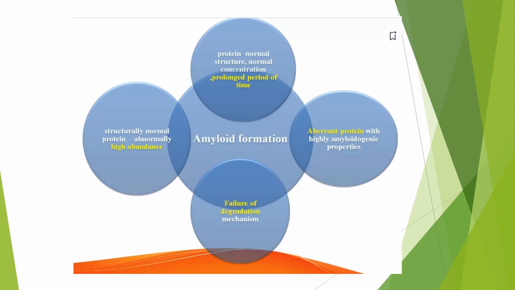So summing up the whole thing, there are four ways how amyloid forms. Let's say the protein structure is normal, but it is present in really high abundance. Then the protein structure is normal and the concentration is normal, but there is limited proteolytic activity, which leads to this protein being present in the body for a prolonged period of time. The third is an aberrant protein with highly amyloidogenic properties, as I've mentioned before. And the fourth is a failure of degradation mechanisms.